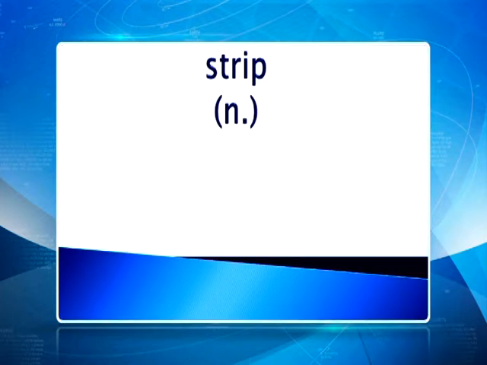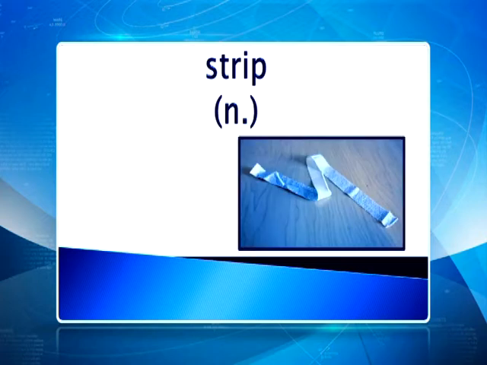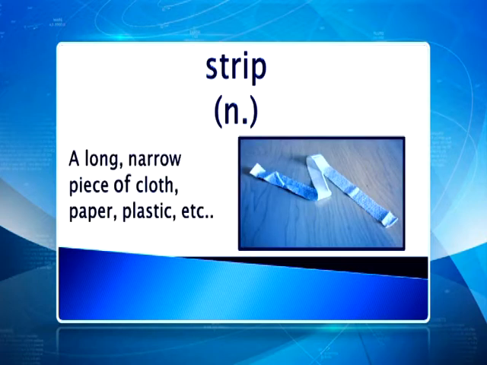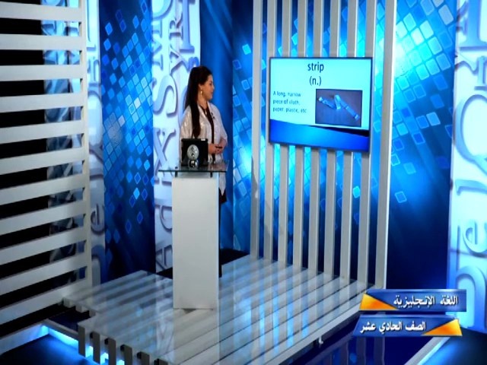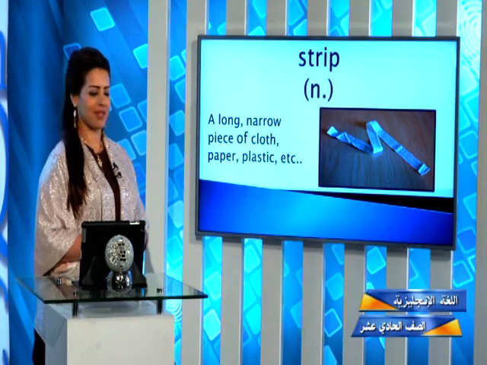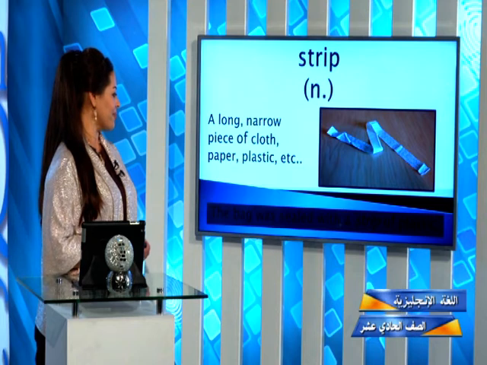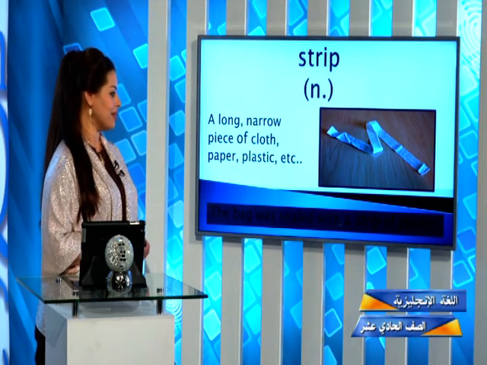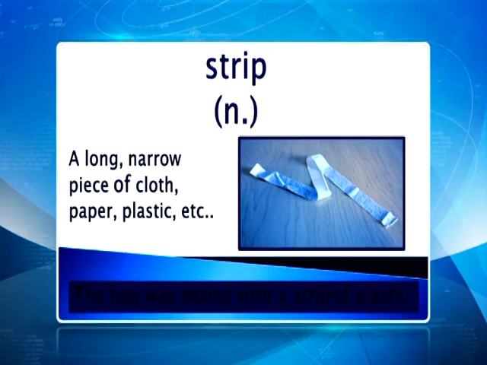Our next word is strip. Strip. This is a strip. It's a long, narrow piece of cloth, paper, plastic, etc. For example, the bag was sealed with a strip of plastic. You can see sometimes envelopes, papers, bags, they are sealed, closed with a strip of plastic.